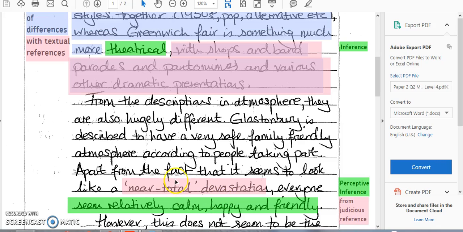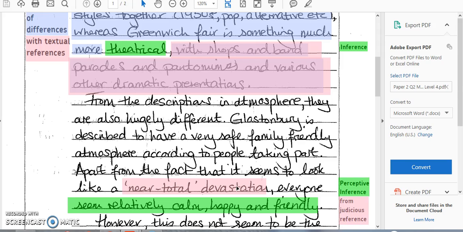So again, what we're doing here is a perceptive inference. Apart from the fact that it seems to look like a near total devastation, so talking about Glastonbury here, people seem relatively calm, happy, and friendly. This is very similar to the inference made by the first student, but because they've backed it up with a better quote, the near total devastation bit, and they've actually bothered to back it up.